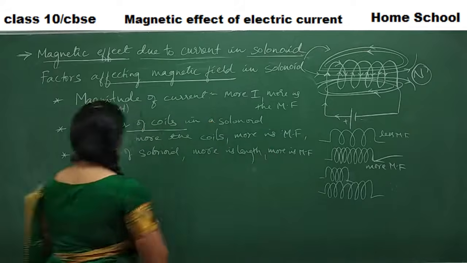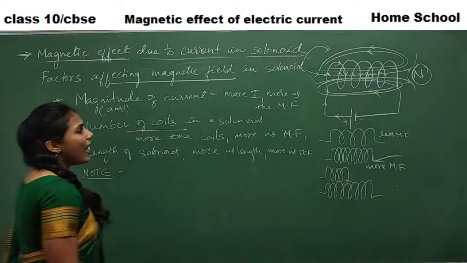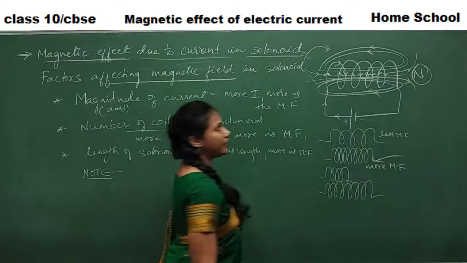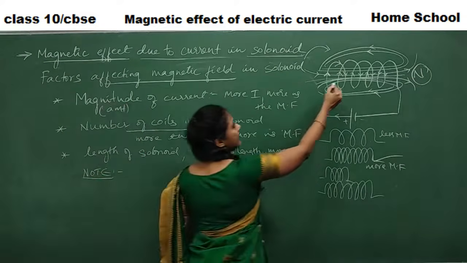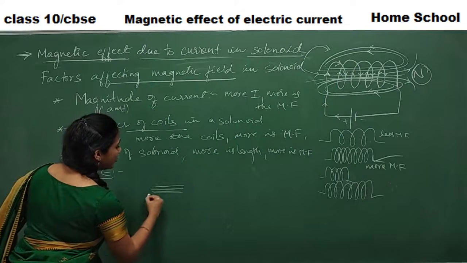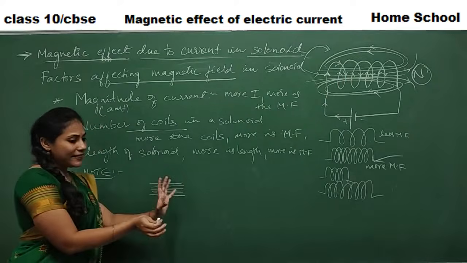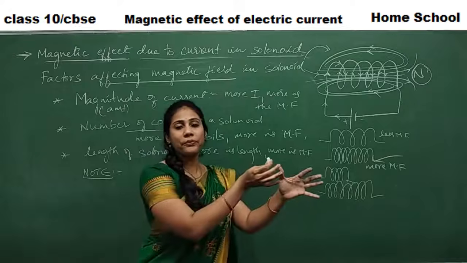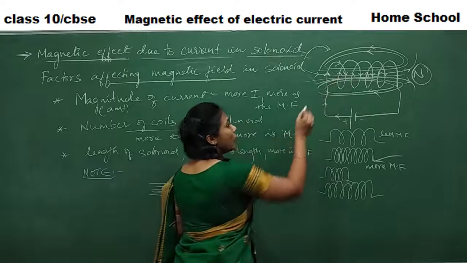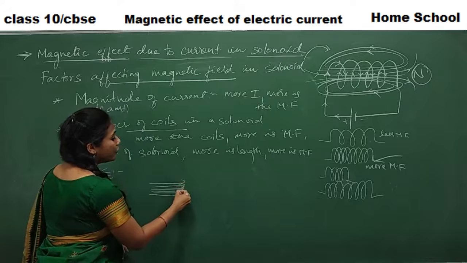And now one note I would like to give you here, just try to observe carefully. How do the magnetic field lines look at the center of a solenoid? At the center of a solenoid, magnetic field lines are parallel. Yes or no? They move in a straight line and they are parallel. Here the magnetic field is uniform. There is no variation in the magnetic field at the center because the magnetic field lines are parallel and they move in a uniform motion.